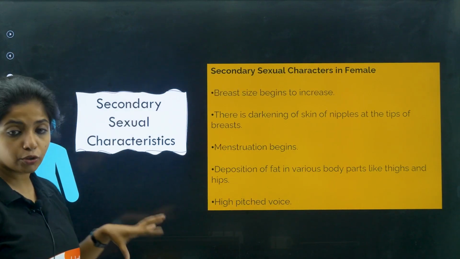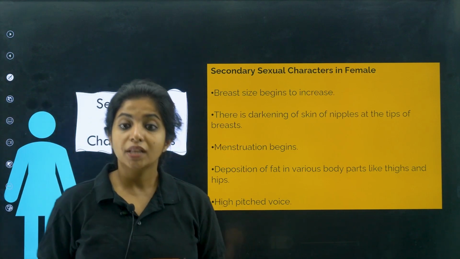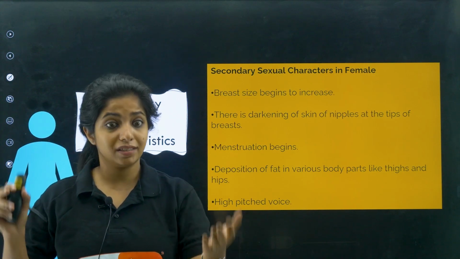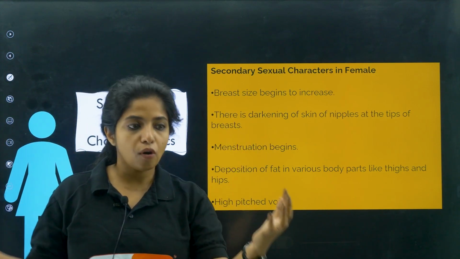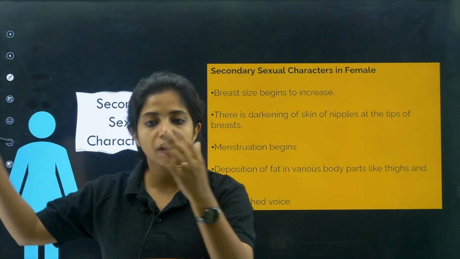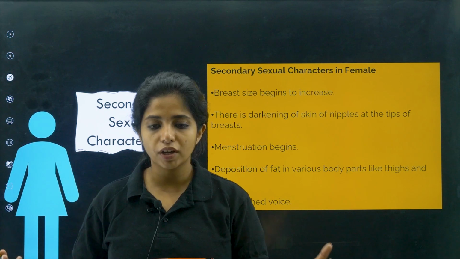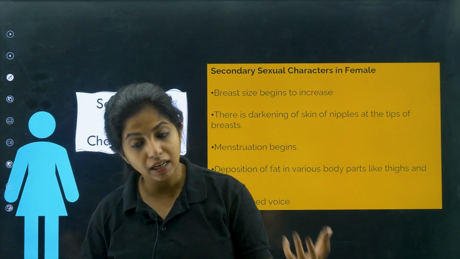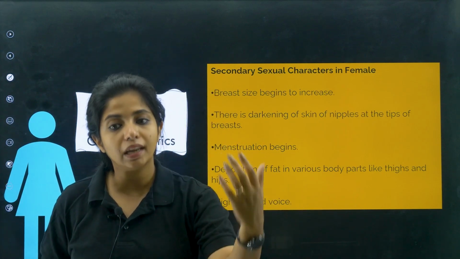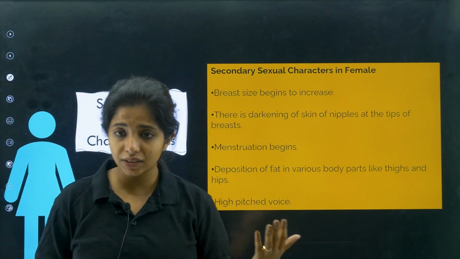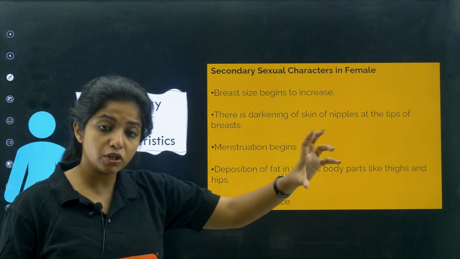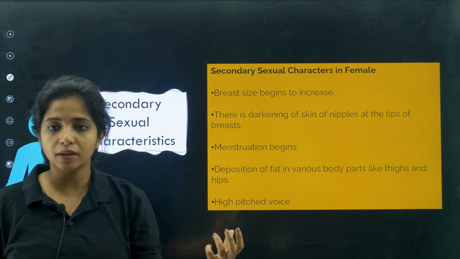Now, there are certain secondary sexual characters which are found just in females. What are those? The breast size begins to increase. That is one particular thing, because this is sexual maturity, right? Often after some point of time, laws were created that you should be marrying at this point of time, you should be having kids after 18 years of age. But biologically our body can attain sexual maturity even though we do not have emotional maturity. So our body is ready to take on a child, which is why the breast size increases. There is darkening of the skin of nipples and at the tips of the breast, around the nipples.